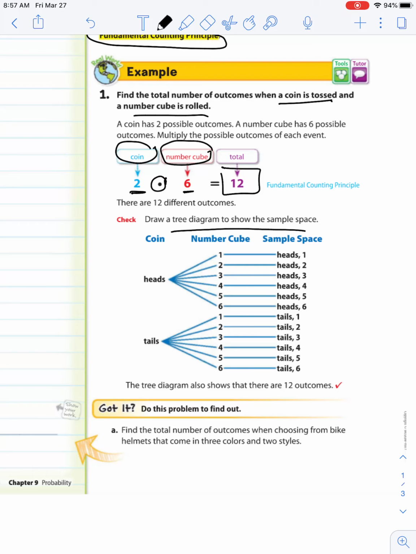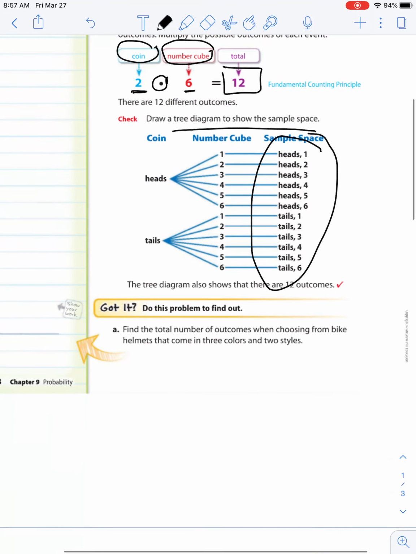And down below, they show a tree diagram just to show that here are all of the different outcomes in that sample space. But if you use the fundamental counting principle, then you don't have to do a tree diagram because you can just multiply to figure it out.